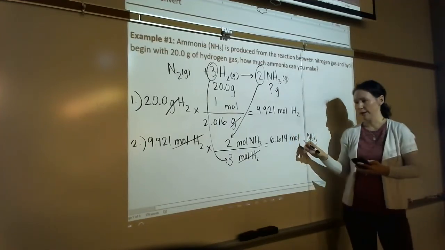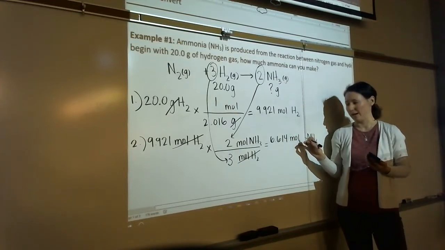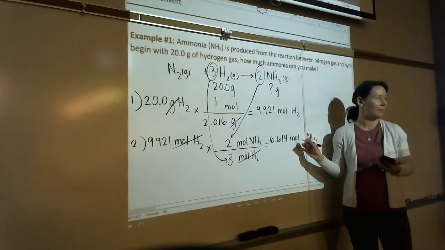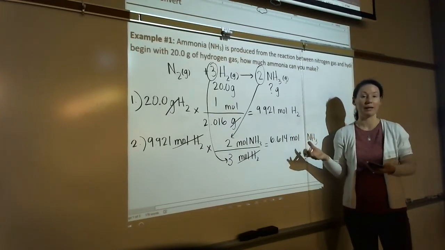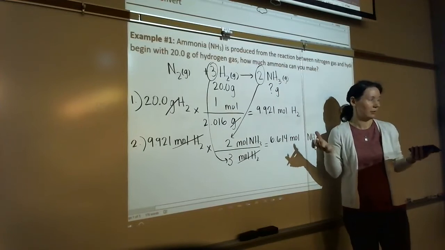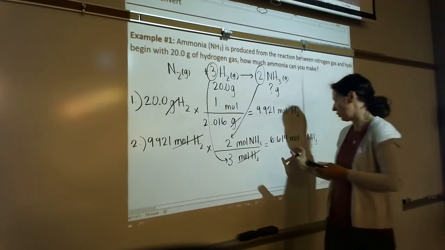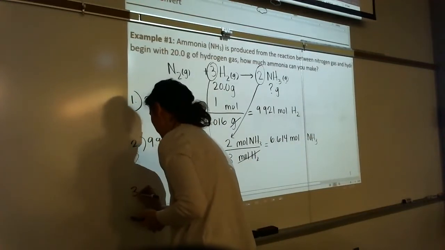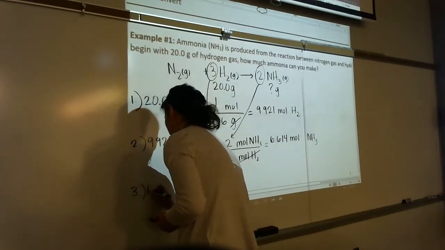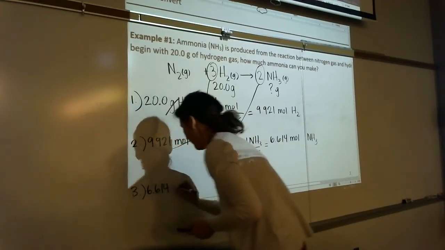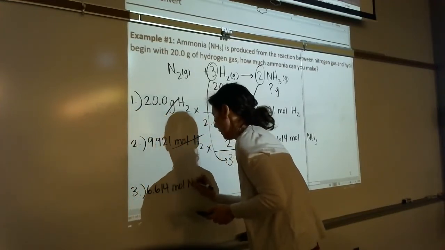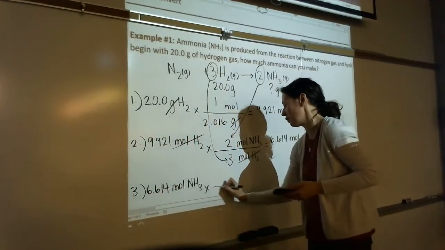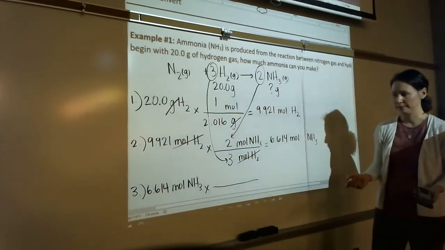So that's moles of NH3, but do I have a really easy way to measure moles? No, right? Can't measure moles in the lab. That's not something I'm able to do. What's something I can measure in the lab? Grams, right? Grams, that's something I can measure. So take this number and rewrite it. You're going to do one more conversion. So 6.614 moles NH3. Now I'm going to convert that to grams, because grams is a unit I can measure easily.